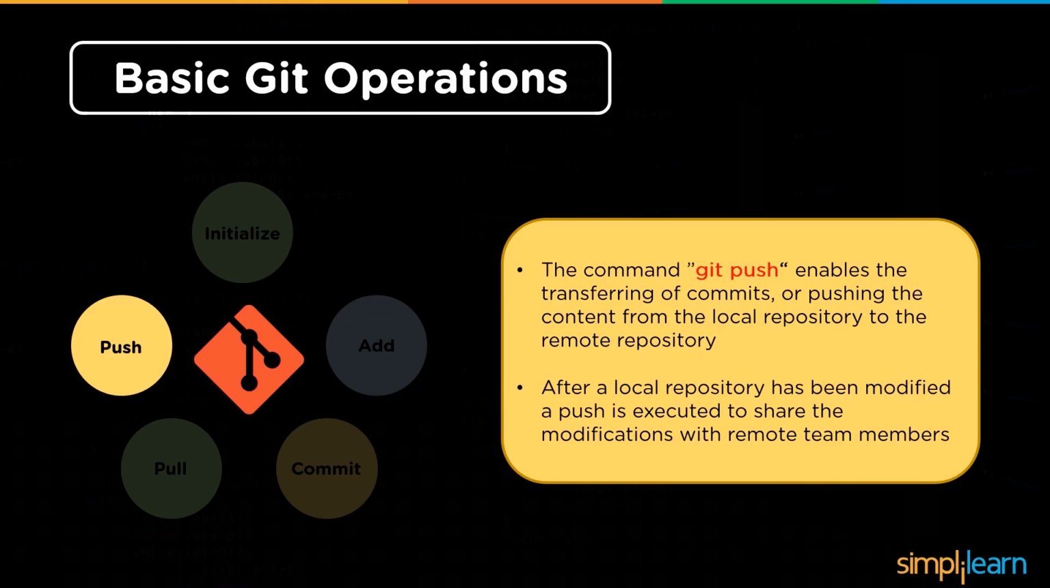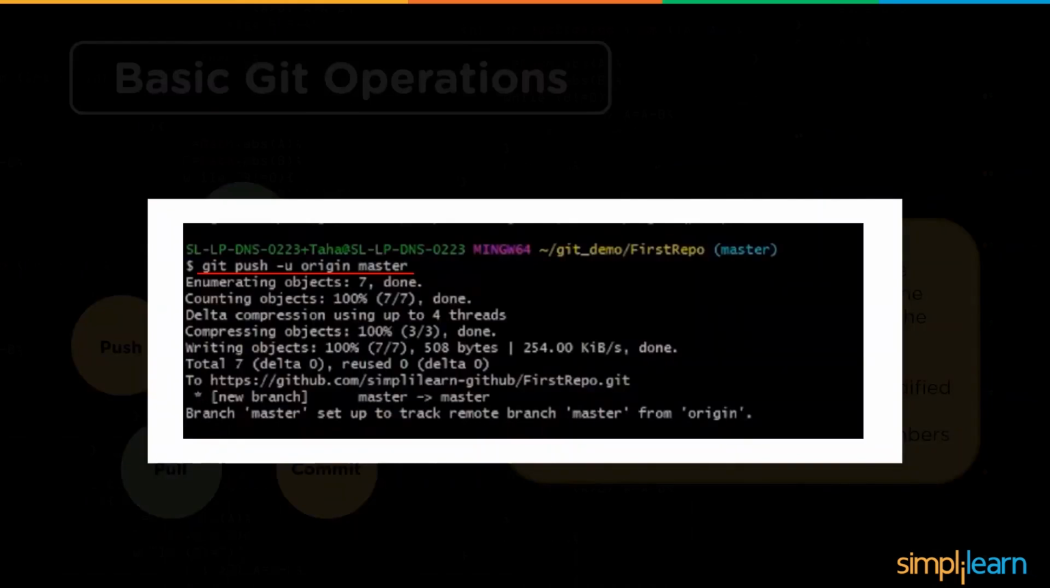So this is a mechanism using which you will be able to push changes from the local repository to the remote repository. Here you can see that we are pushing the changes from the master branch of our local repository to a remote repository. In this case, it says new branch because the remote repository was empty and there is no master branch present over there. That is the reason why it says new branch.